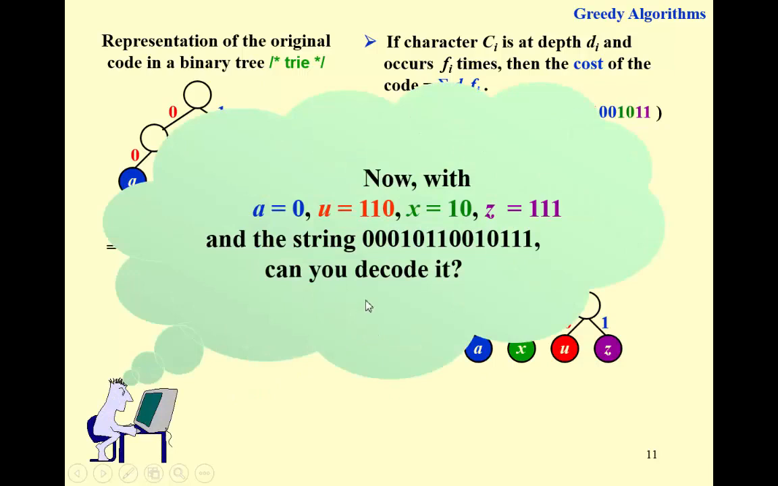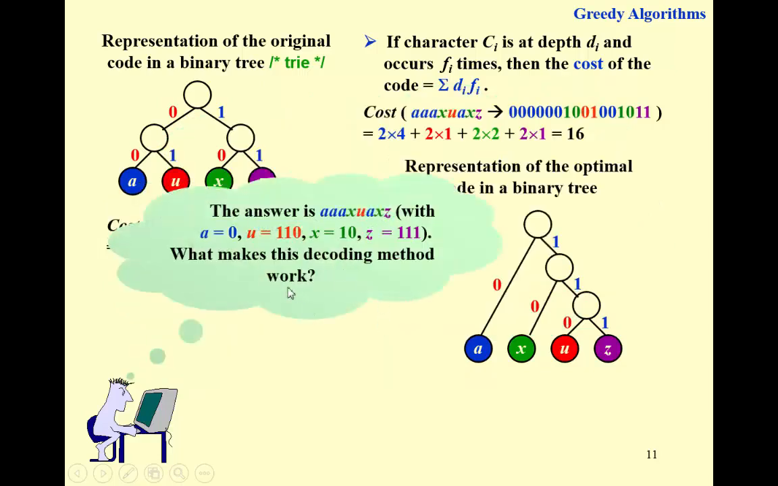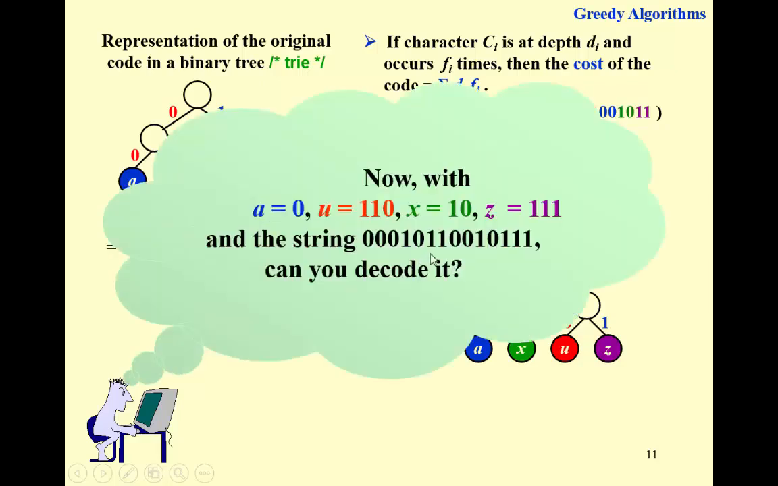Okay, now say we have this set of codes, and we know that after the compression, the resulting string looks like this. Can you decode it? So hold on for a minute and try to recover the original string. So the answer is this. So what makes this decoding method work? Well, for example, if we replace this one by 0, what do we get? And the solution will no longer be unique.